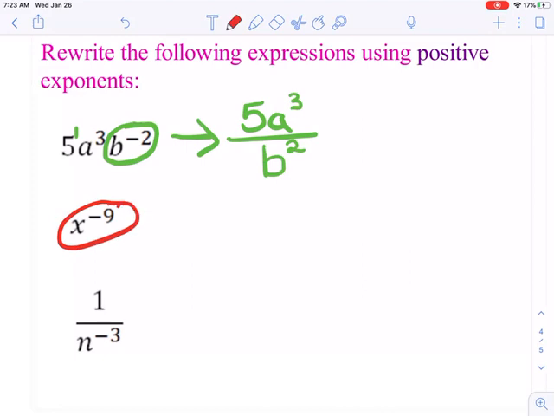It's x to the negative 9th. Well, that has a negative exponent. So right now it's on the numerator of the fraction, so that has to move to the denominator to become positive. So that's going to move down here. It's going to become x to the positive 9th. And looks like there's nothing left up top, right? So we assume that that's a 1. 1 over x to the 9th.